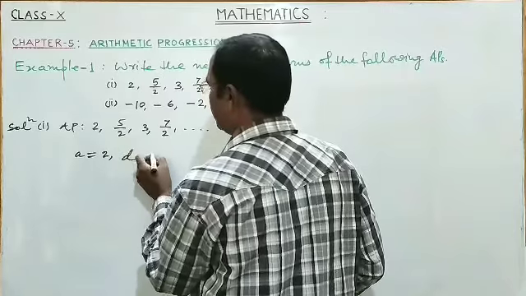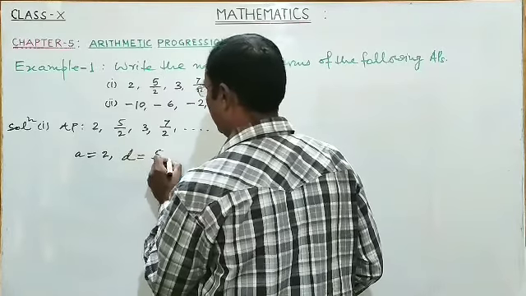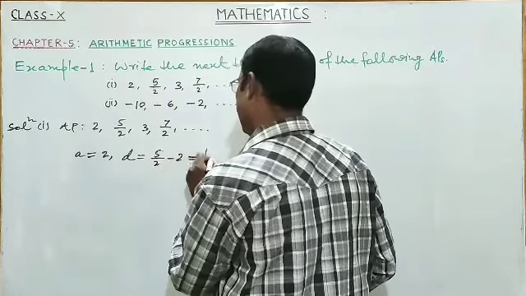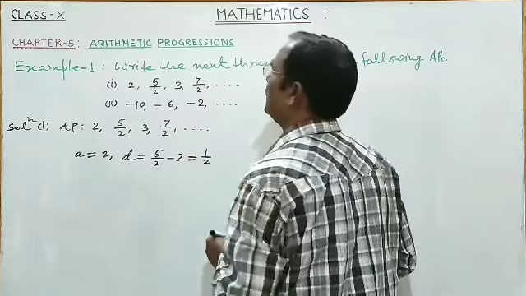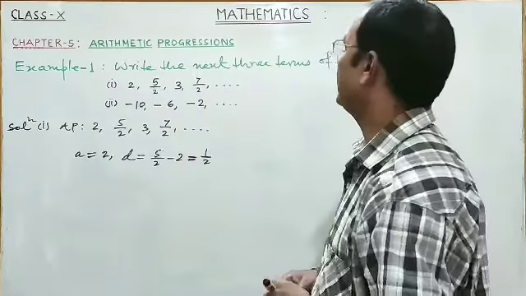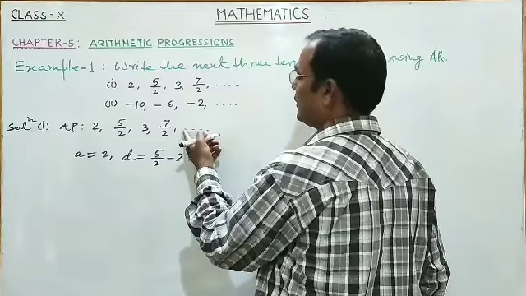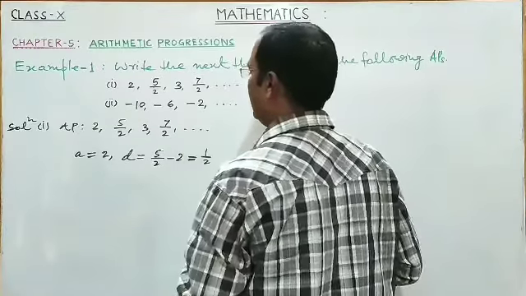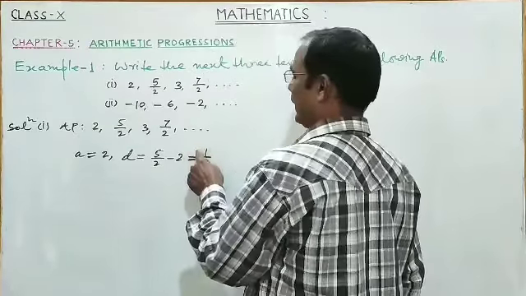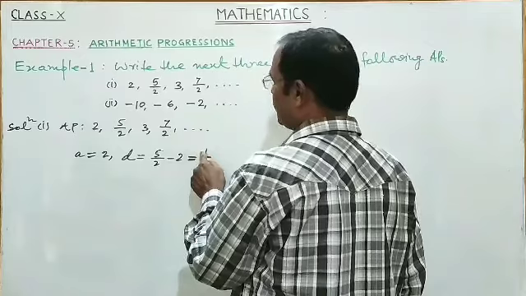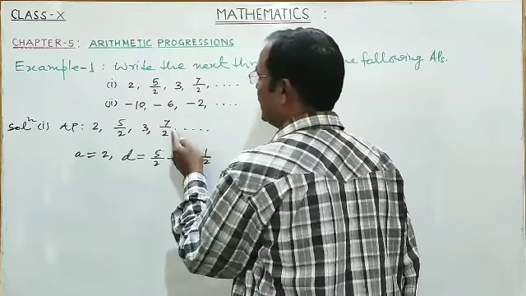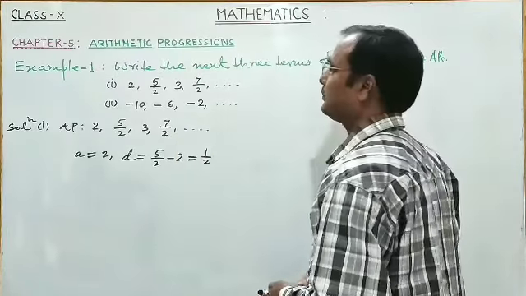two consecutive terms. So 5 by 2 minus 2 is equal to 1 by 2. You have to write the next three terms of this AP. So the next three terms of this AP you will find by adding this common difference 1 by 2 successively.